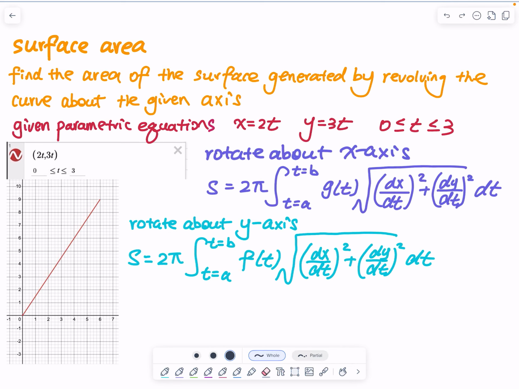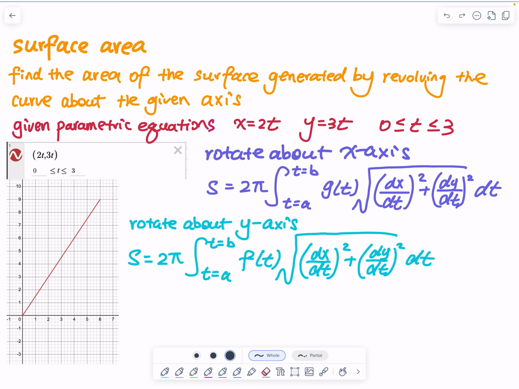Surface area. Find the surface area of the surface generated by revolving the curve about the given axis. I have a parametric equation, x equals 2t, y equals 3t, and t is between 0 and 3. You can either graph this parametric equation using table values, or you use Desmos to graph it.